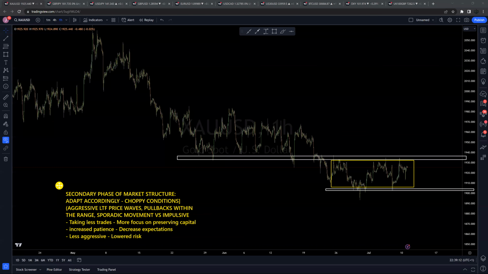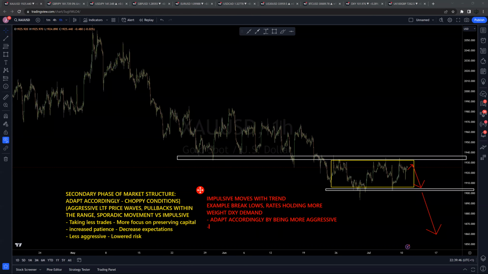Right? Versus in this example here, if you just get continuations of structure, you want to adapt accordingly by being more aggressive, increasing risk accordingly, potentially looking to scale in positions or let positions ride, set risk-free runners, and so forth, right?